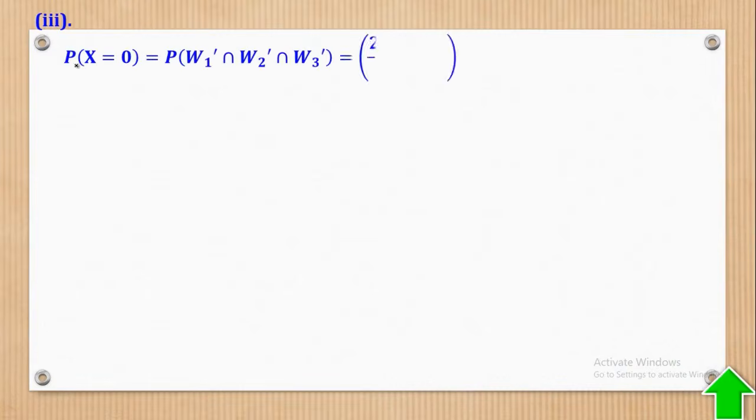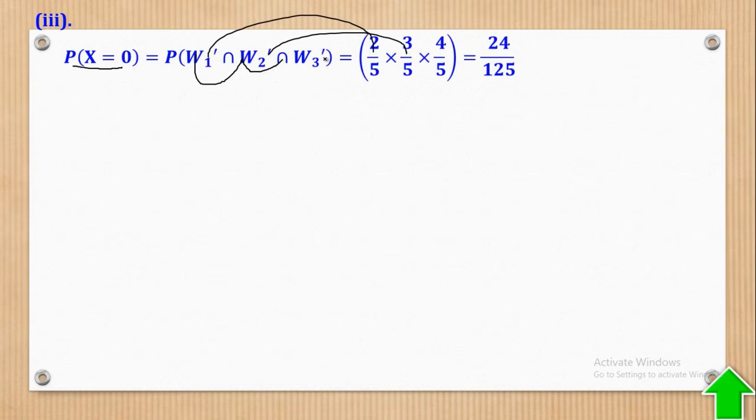So winning no match is x equal to 0, which is lose, lose, lose. Therefore this is losing first, losing second, losing third, to come up with 24/125.